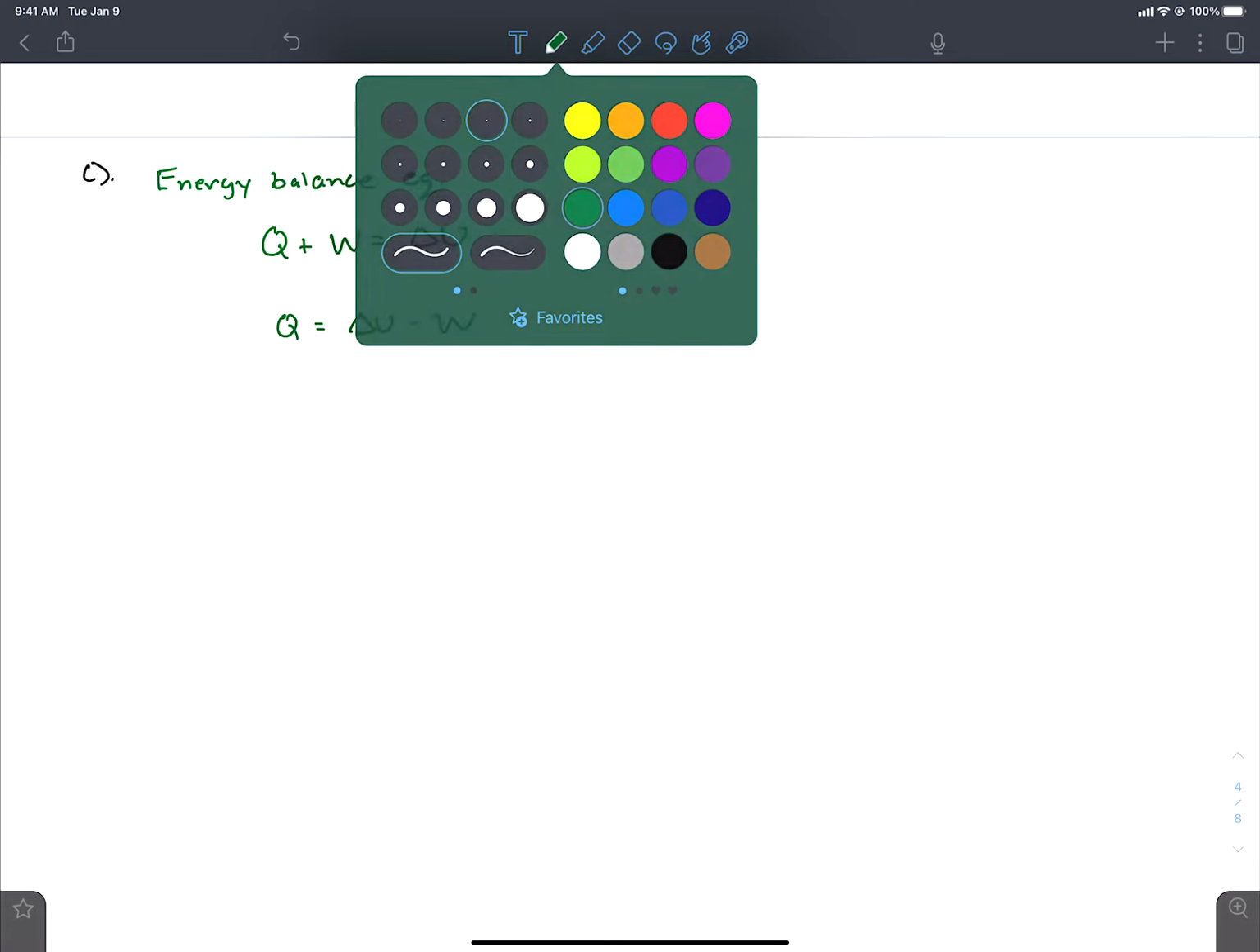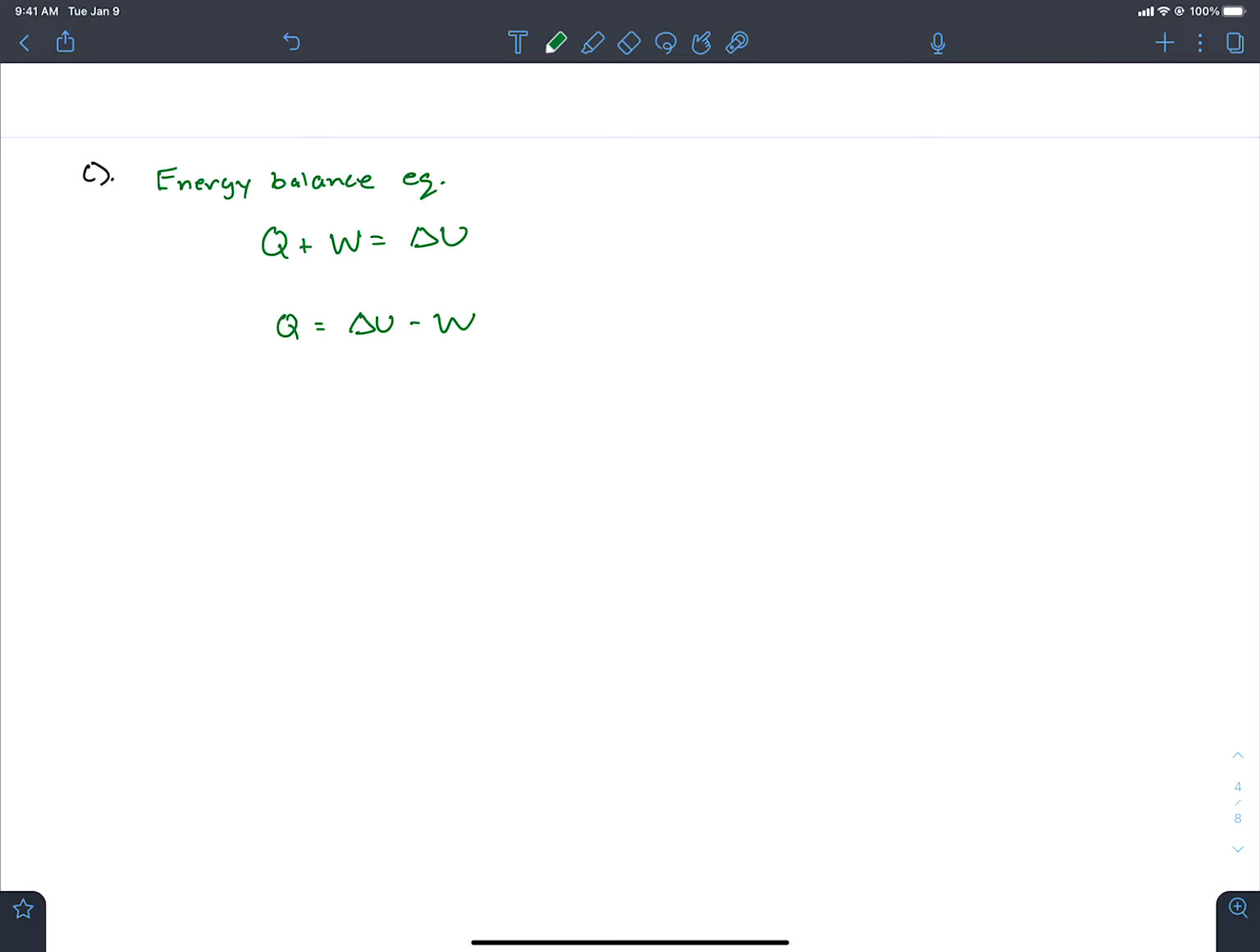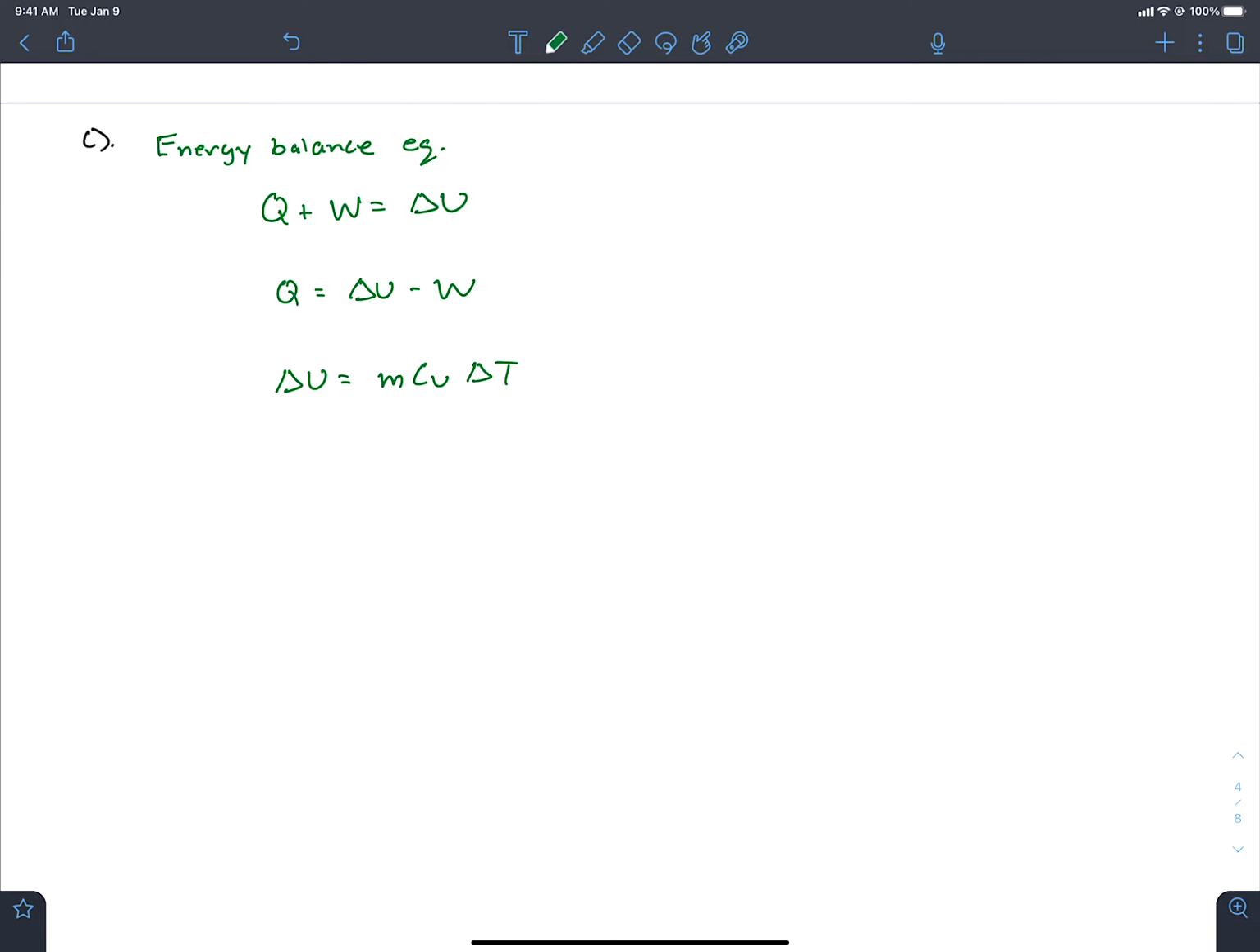What we can say is that delta U, the change in internal energy, is just m Cv delta T, since we're just dealing with the gas. However, since PV equals constant, delta T equals 0.